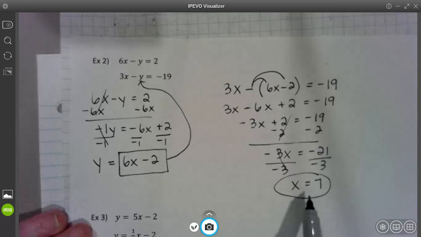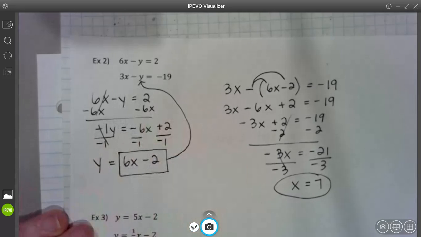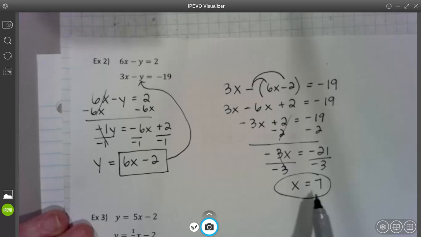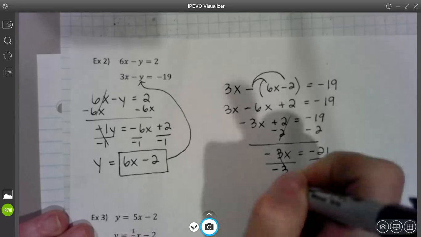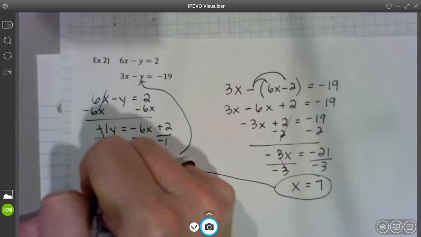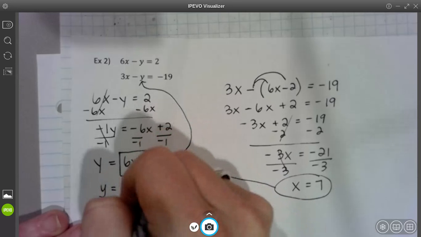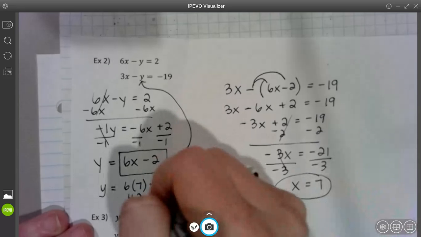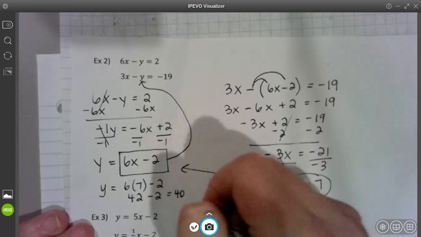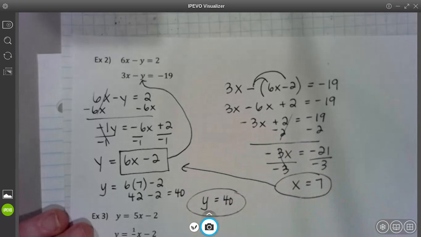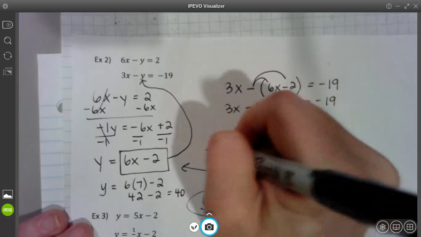Okay. To get your second answer, you have tons of options. I can take the fact that x is 7, plug it into the top equation, solve it for y. I could plug 7 into this equation, solve for y, or even better, I could plug 7 into the equation that I made and solve for y. And this is already solved for y, so it's the easiest one to plug 7 into. So I'm going to plug 7 into this equation. So that means y is going to be equal to 6 times 7 minus 2. 6 times 7 is 42. 42 minus 2 is 40. So y equals 40. So if we did graph this, these lines would have met at the point (7, 40).